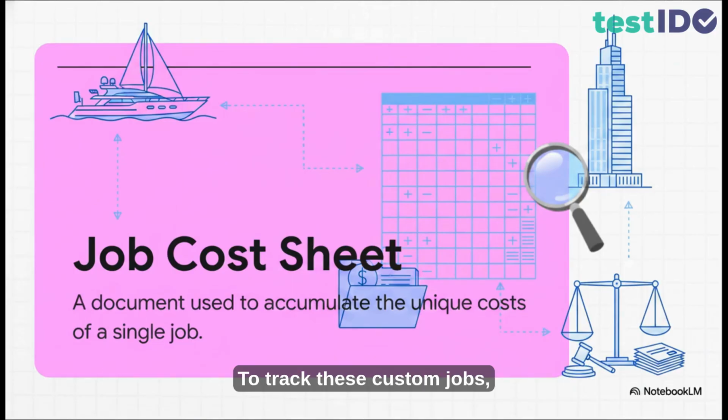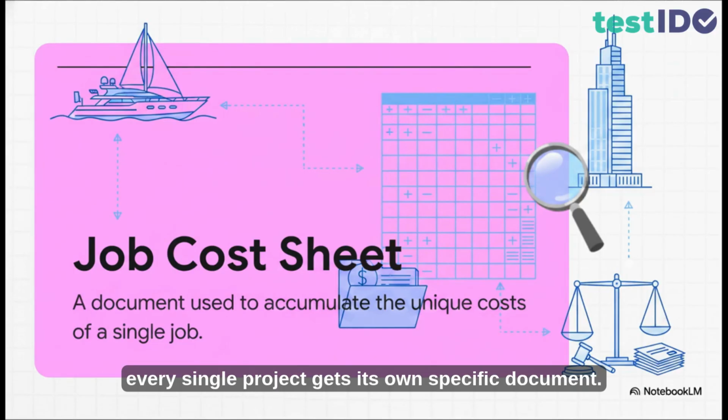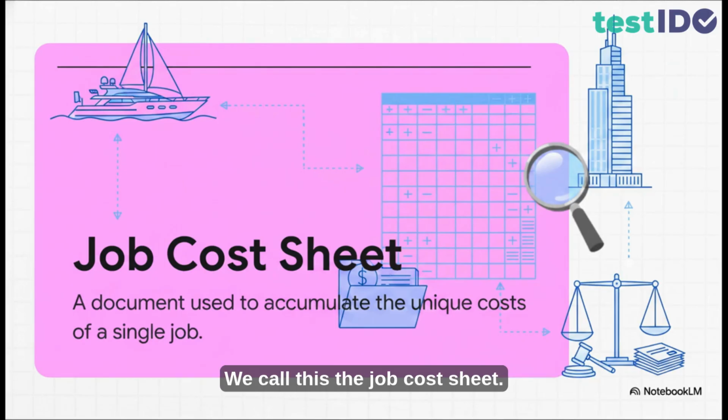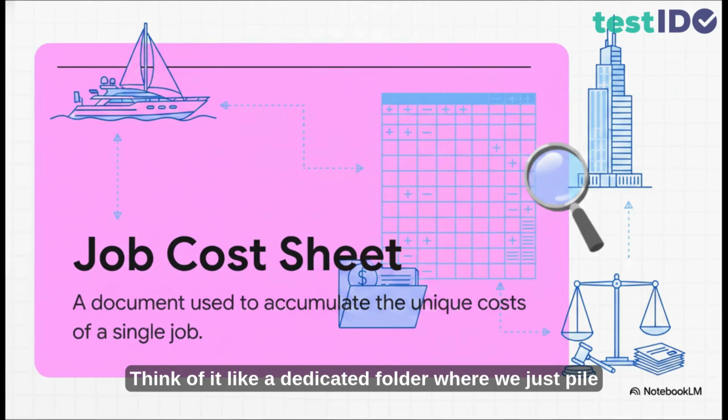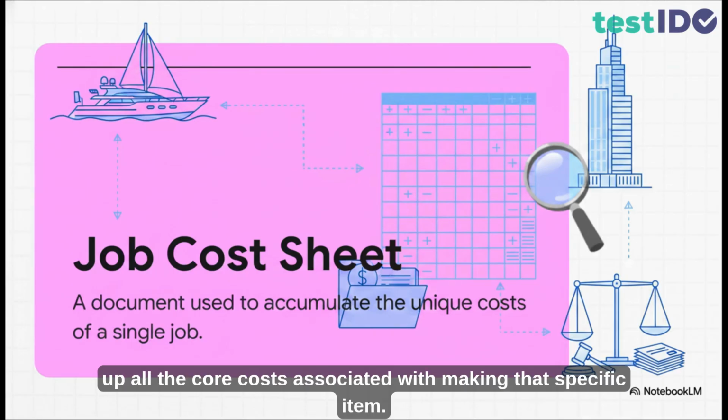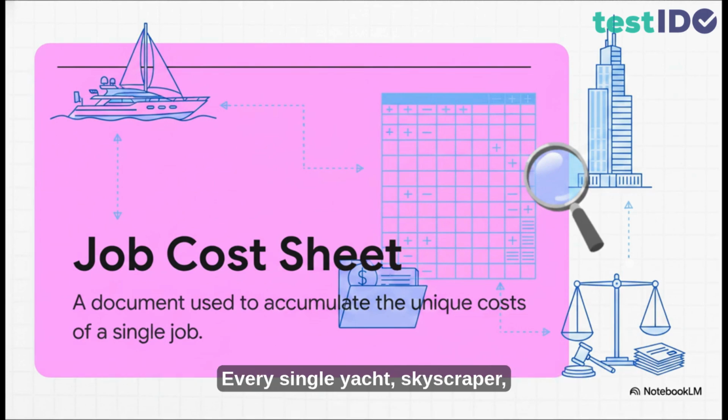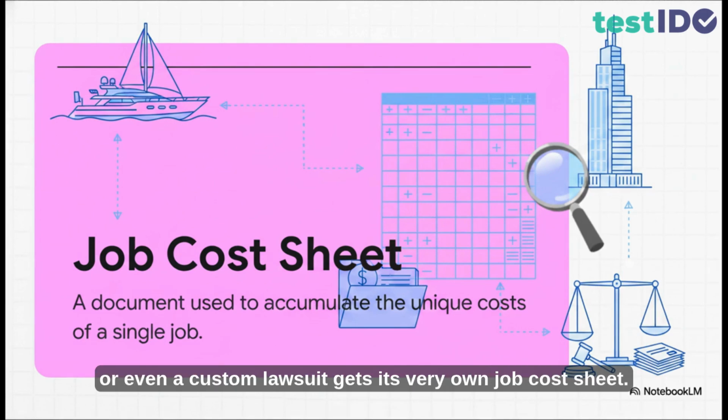To track these custom jobs, every single project gets its own specific document. We call this the job cost sheet. Think of it like a dedicated folder where we just pile up all the core costs associated with making that specific item. Every single yacht, skyscraper, or even a custom lawsuit gets its very own job cost sheet.